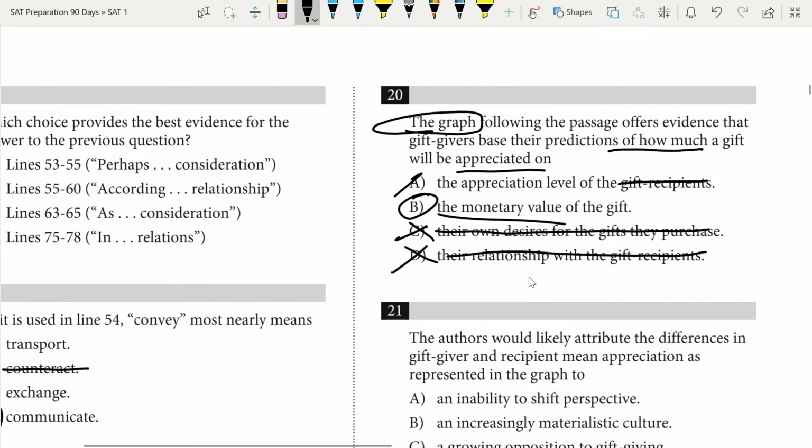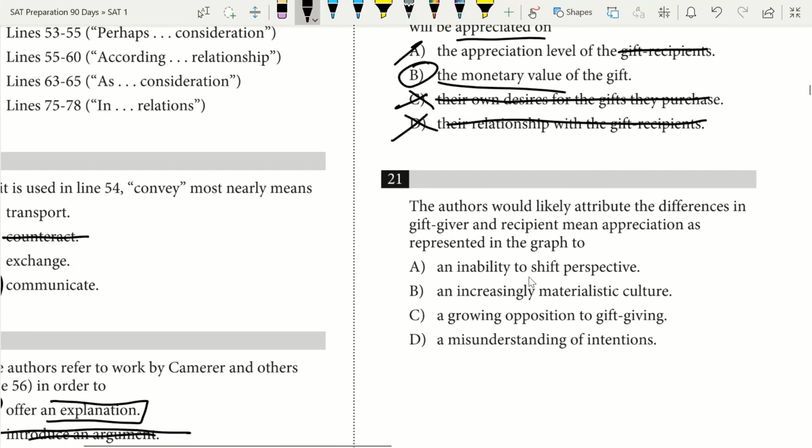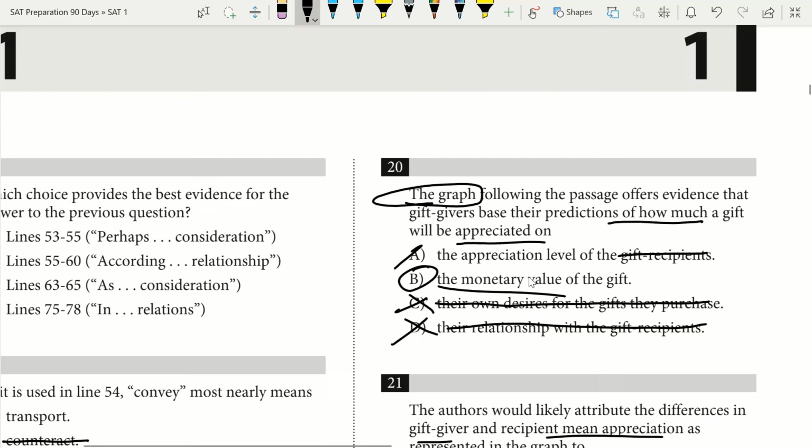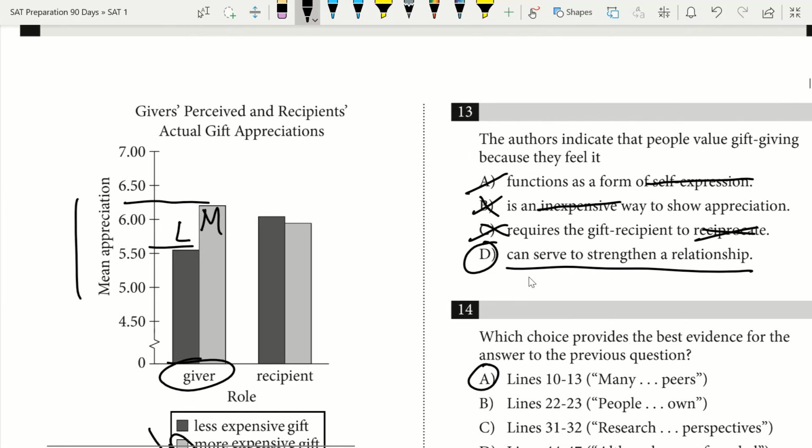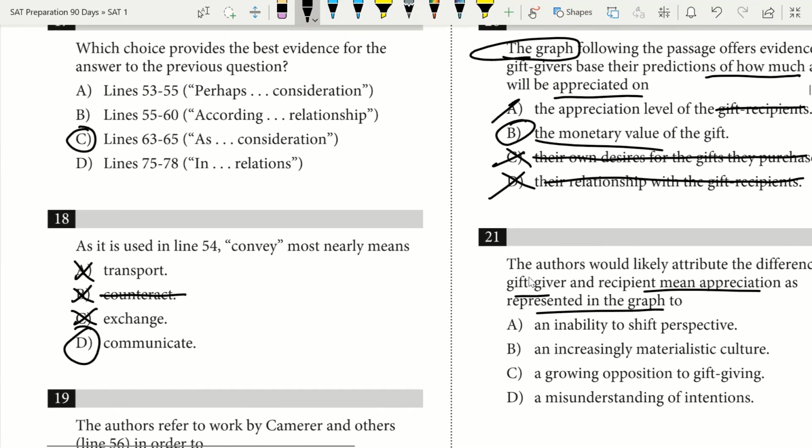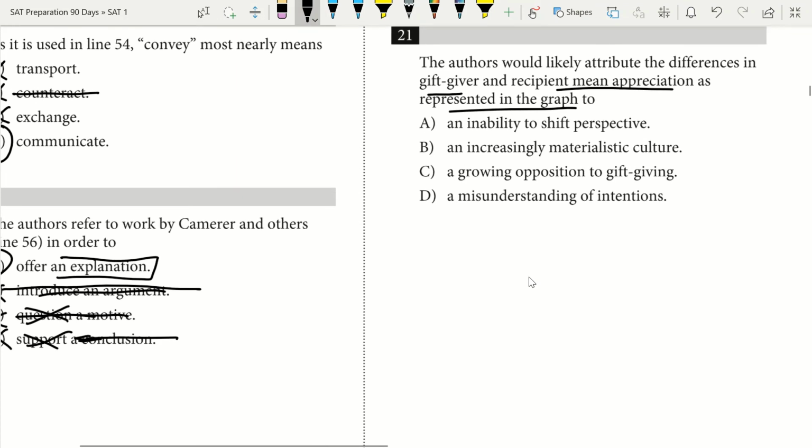So 21, the authors would likely attribute the differences in gift giver and recipient mean appreciation as represented in the graph to what? Well, we need to know what that relationship is, so we'll go quick check that. We see with recipients, that less expensive gift, that darker shade of gray, they appreciate more than the more expensive gift, whereas with the givers, they associate the more expensive gift with greater appreciation. So that is going to be from an inability to shift perspective.